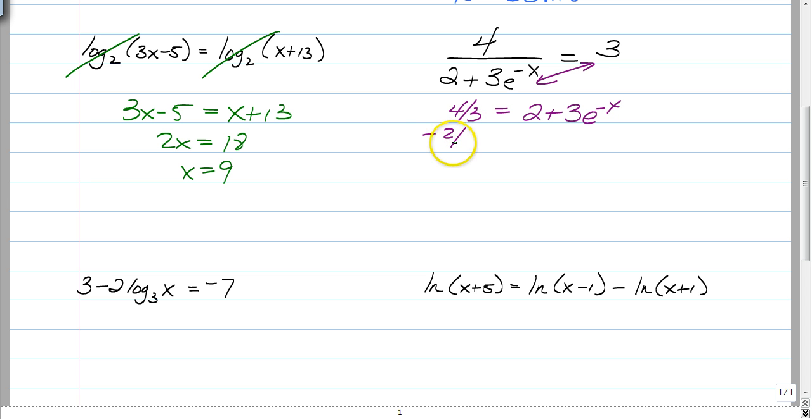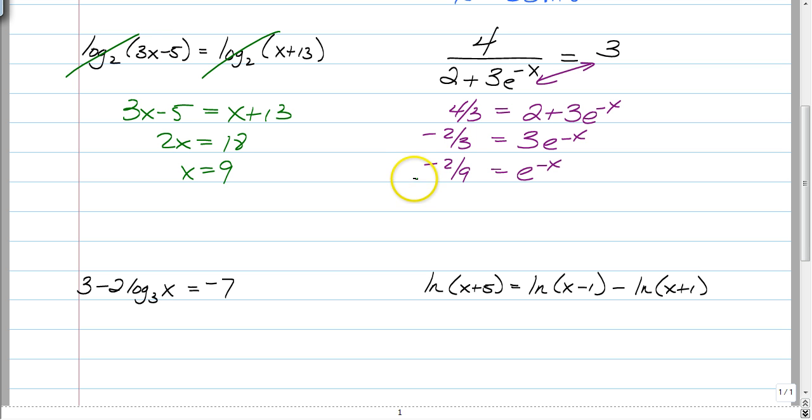That's going to give you a negative 2/3 is equal to 3e to the negative x. Divide everything by 3. That'll give you a negative 2/9 is equal to e to the negative x. And now what you need to do is take the natural log of both sides, and this is when you're going to have a little bit of an issue.